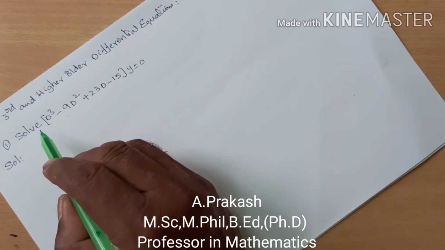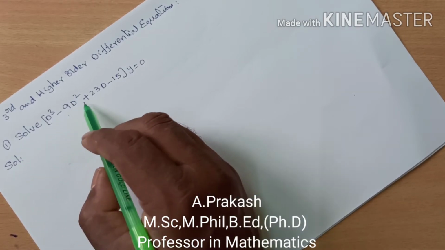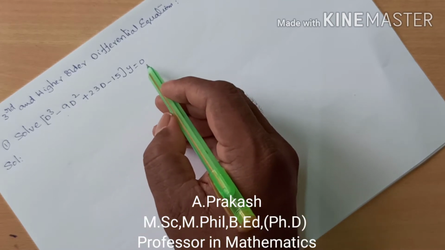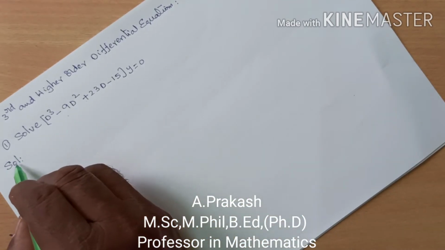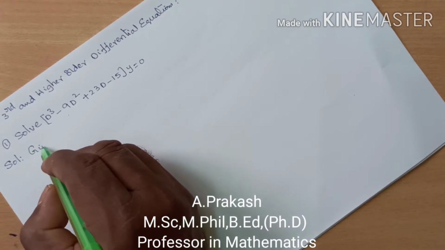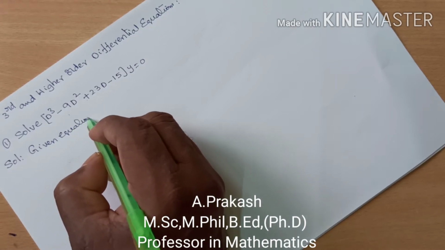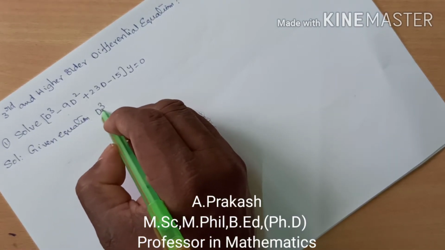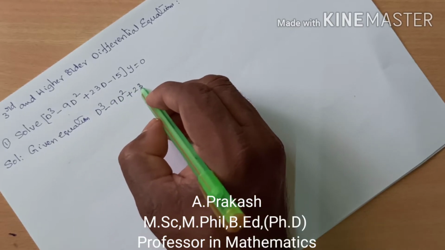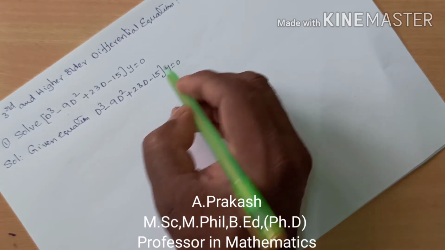In this session, the first example is: solve (D^3 - 9D^2 + 23D - 15) y = 0. For solving this equation, first we write the given equation: (D^3 - 9D^2 + 23D - 15) y = 0.